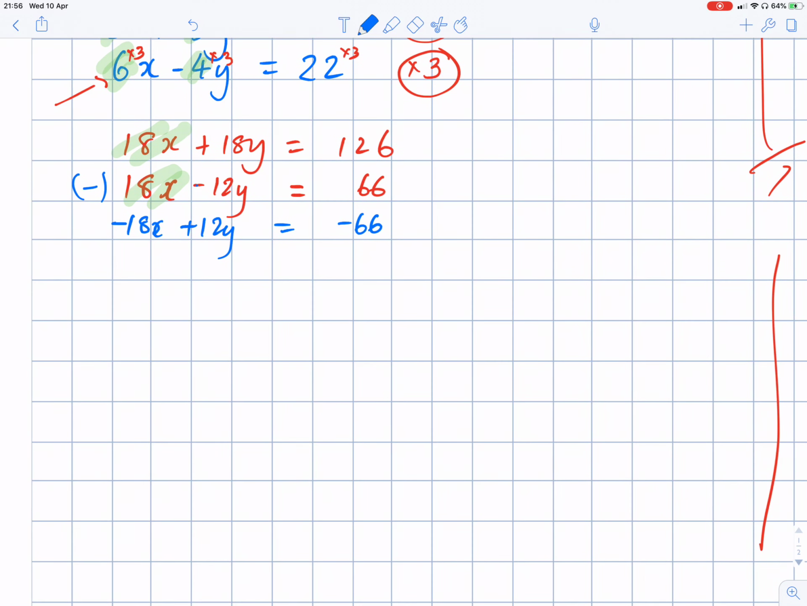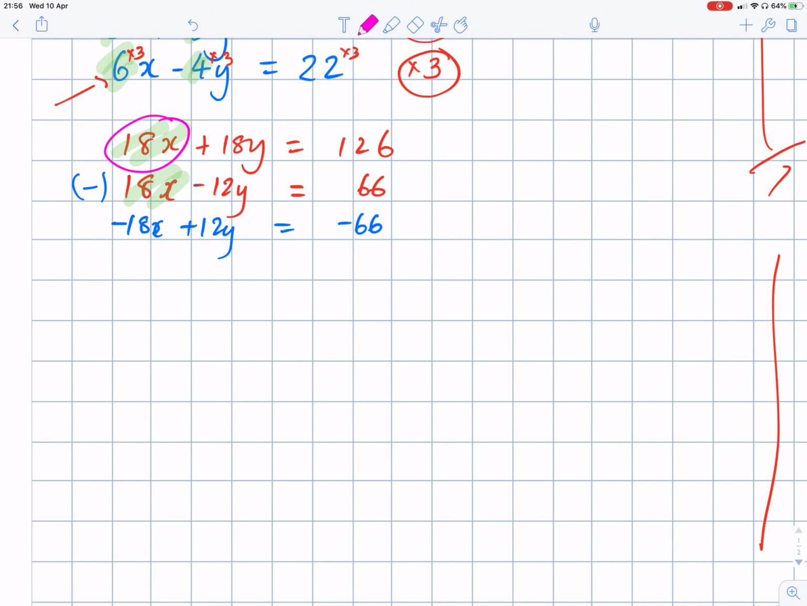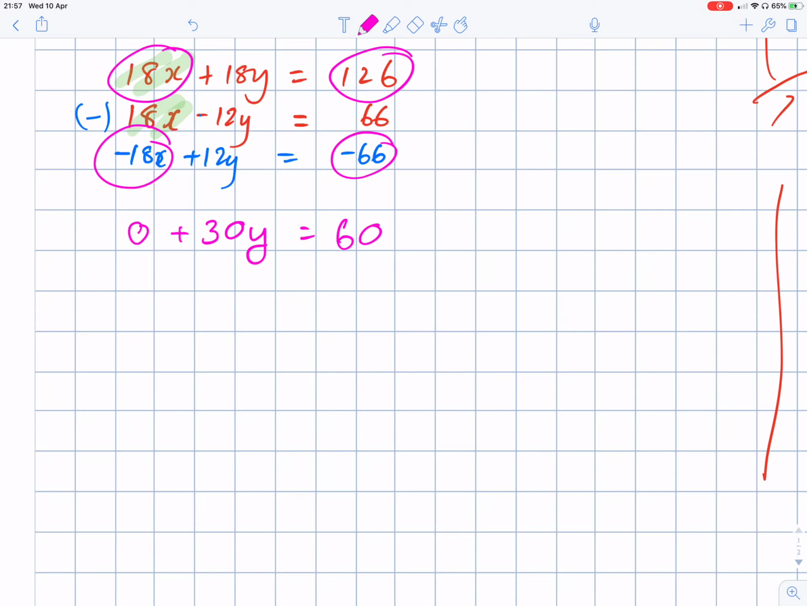So if you now do 18x take away 18x, that's going to be 0. And then 18 plus 12, that's going to be 30y. And then 126 minus 66, that's going to be 60. Which means that 30y equals 60, or basically y equals 2. So that's the value for y.